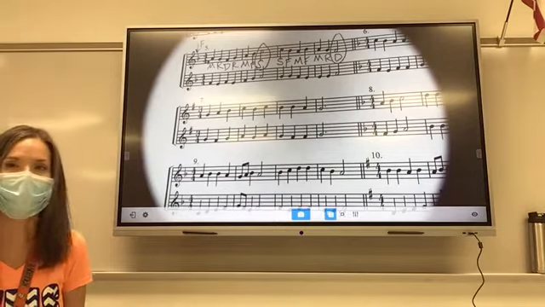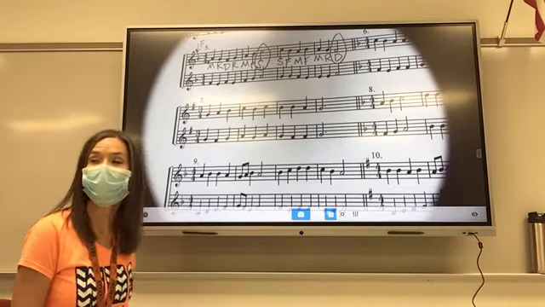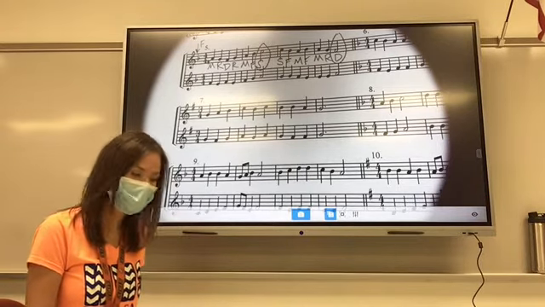Okay, sight reading. Today we are going to be on number 7. Yes, I know we're skipping over number 6 for today. Let's go to number 7.